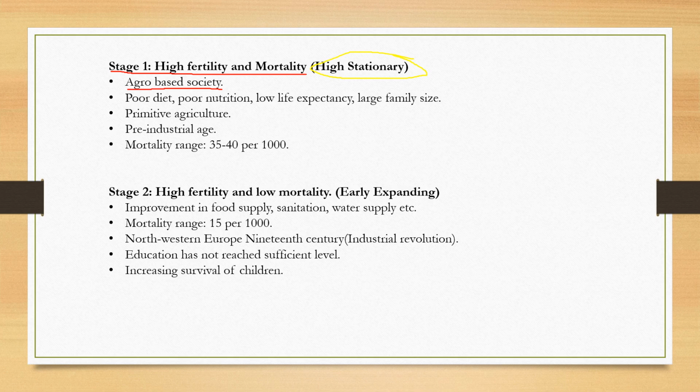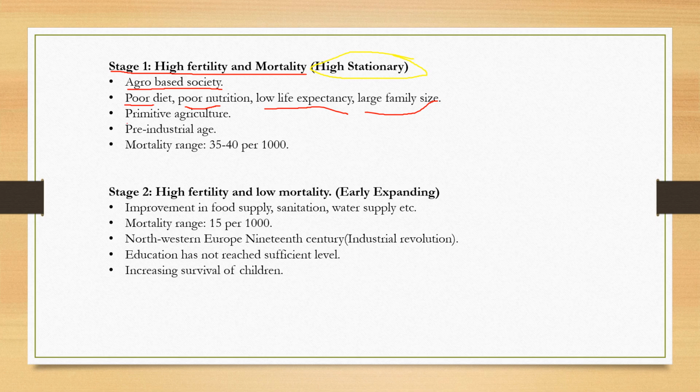After that, what I have written, the death rate is very high. Why is the death rate very high? Because of poor diet, poor nutrition, low life expectancy, large family size. These are the characteristics of the society. People's death rates are very high because of poor diet, poor nutrition, and definitely low sanitation. Here one point I have mistakenly not written, that is low sanitation or poor sanitation.